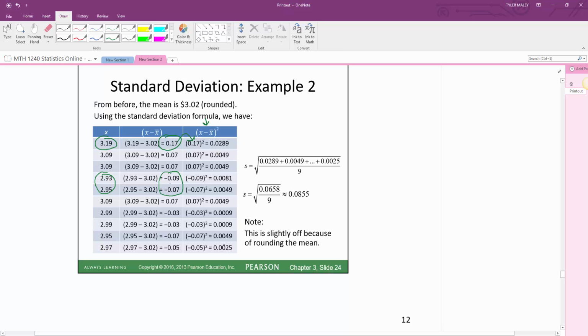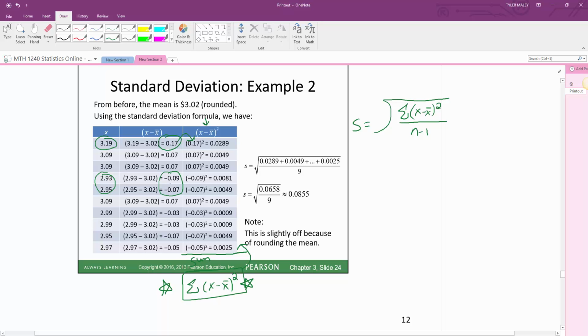So then, if you remember the equation from above, we have the square root of the sum of the x minus x bars, the deviations, squared, and then divided by n minus 1, right? So sigma of x minus x bar squared would simply be adding all these up. That's what this notation is. So we would take 0.0289 plus 0.0049, and so forth, add all those up, and we would get this.